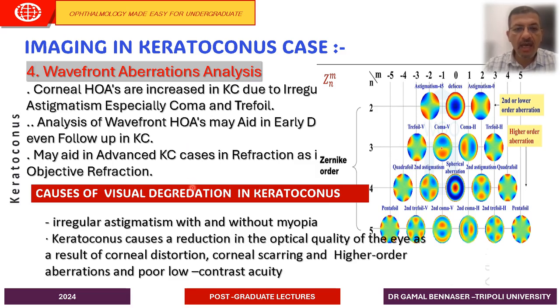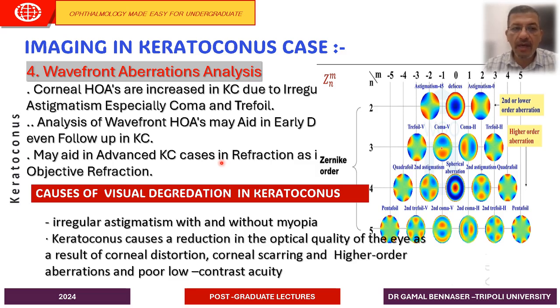So what I want to say is that the cause of visual degradation in patients with keratoconus is not only the irregular astigmatism and the irregular cornea that lead to decrease in the visual acuity, but also the high order aberrations as well as the low contrast of the image. Because of these high order aberrations, the image quality will be of low contrast, and this all contributes to the decrease of the quality of vision of patients with keratoconus.